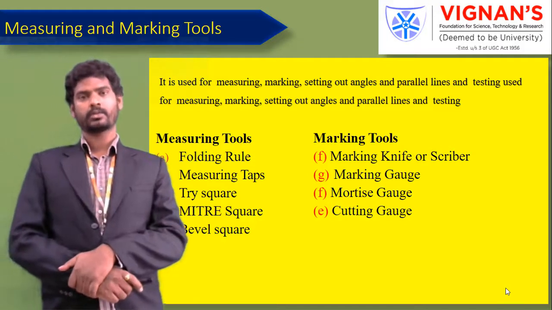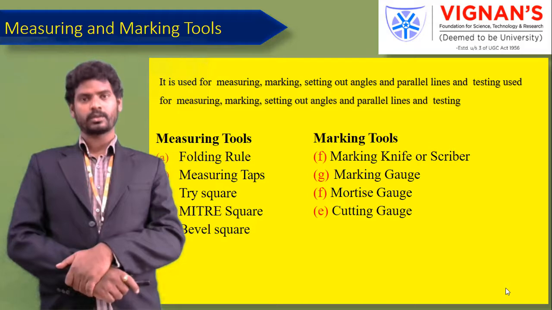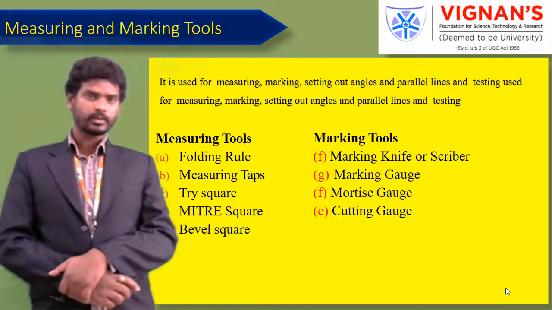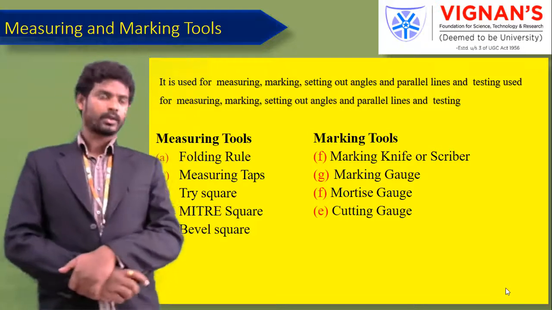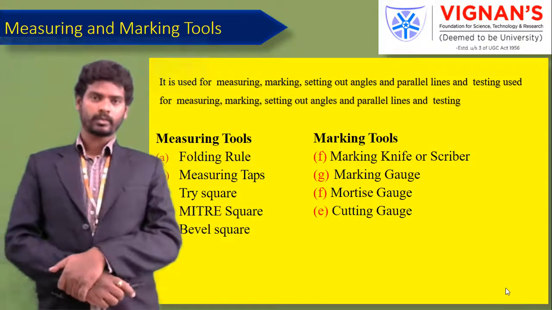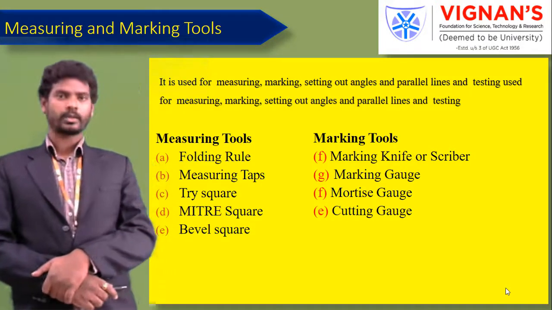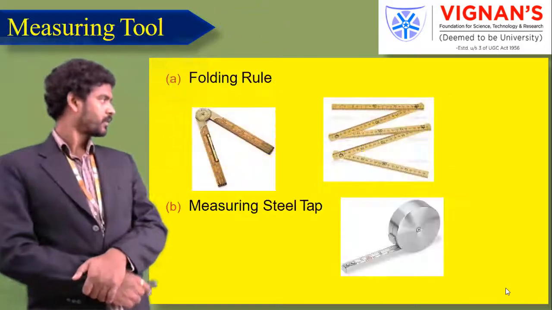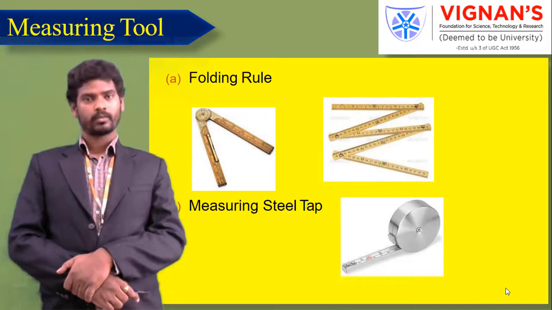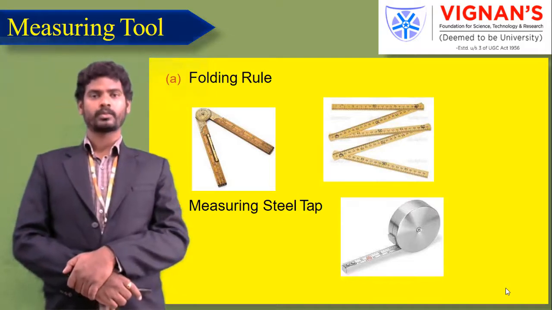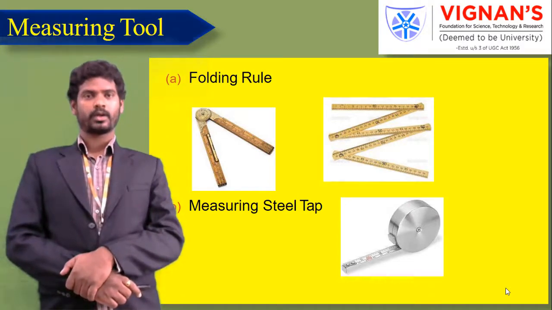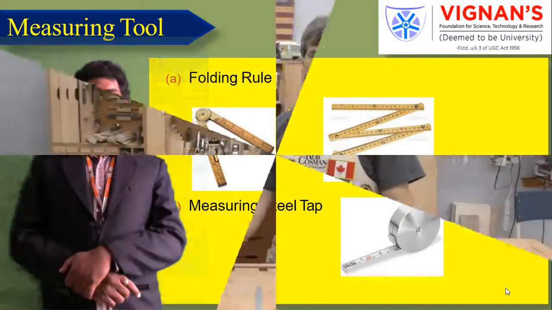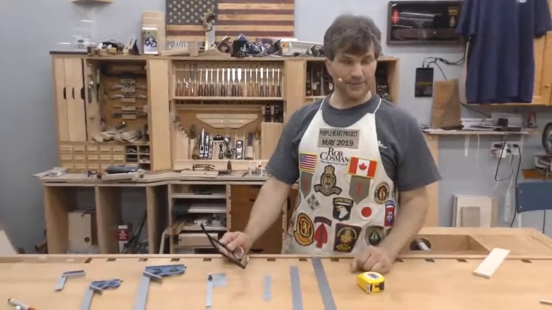What are the tools used in measuring? Folding rule, measuring tape, tri-square, metric square, bevel square. Marking tools: marking knife or scriber, marking gauge, mortise gauge, cutting gauge. Okay, in the next slide, what is the first one? Folding rule and measuring steel tape. These are the measuring tools used for measuring unknown dimensions.